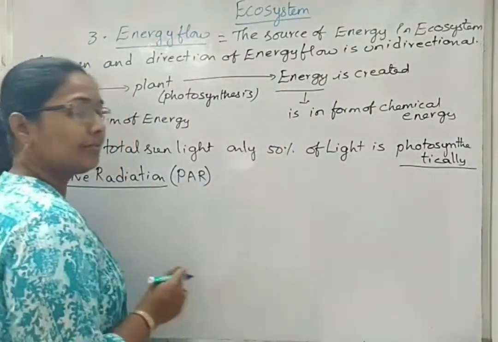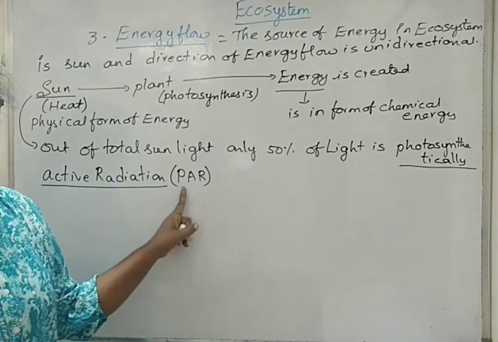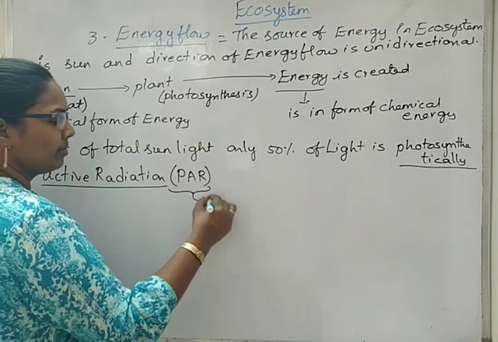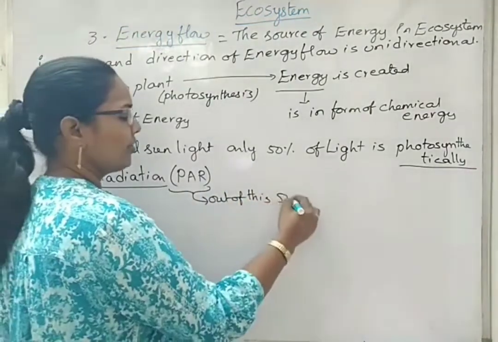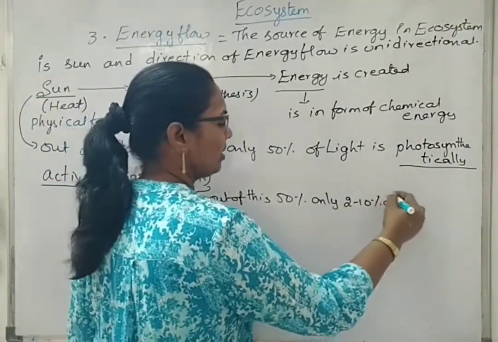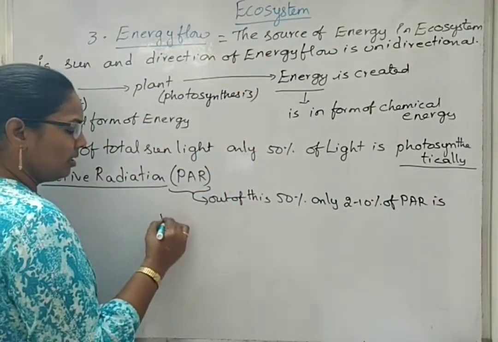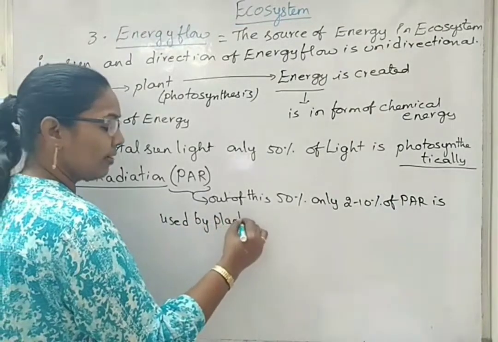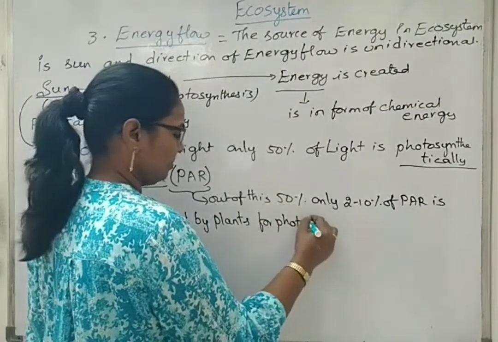But out of that 50%, only 2 to 10% of photosynthetically active radiation is used for photosynthesis. Out of this 50%, only 2 to 10% of PAR is used by plants or available for plants for photosynthesis.